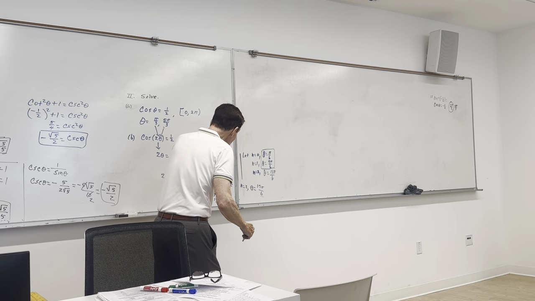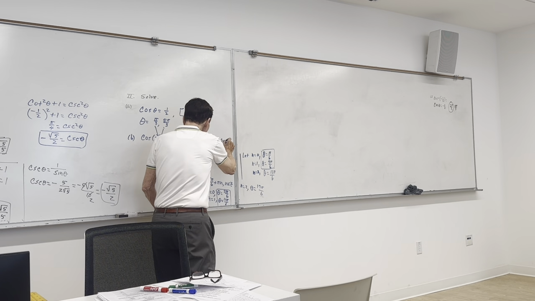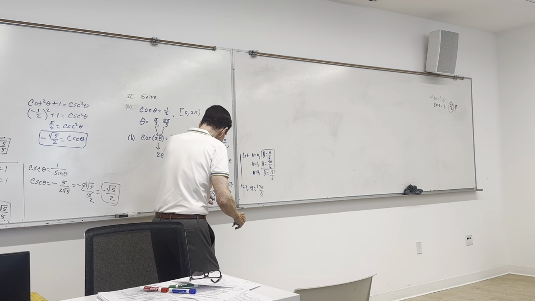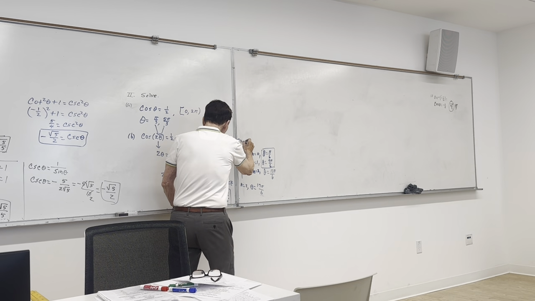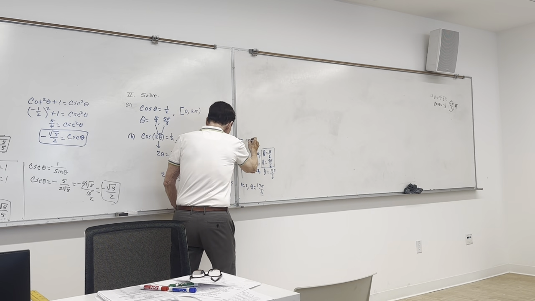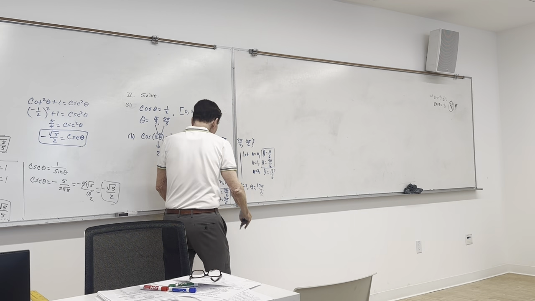I think I have 5 pi over 6. I have 7 pi over 6, was it? 7 pi over 6, put it over here. And we're going to end this with 11 pi over 6. And those are my 4 answers.